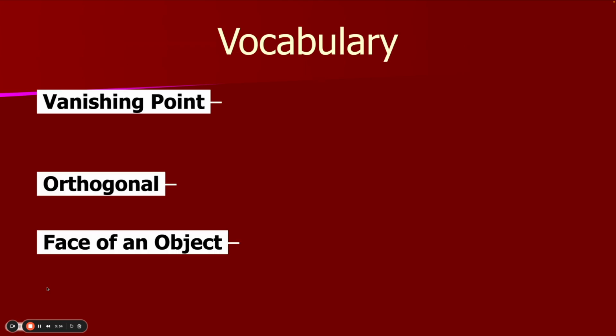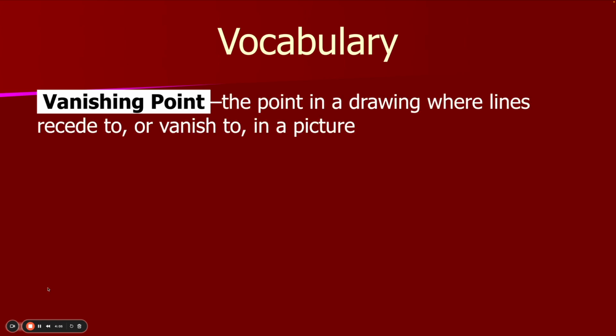So let's move on to the 3 vocabulary words that we'll be using for our drawings. There's vanishing point, orthogonal, and face of an object. The vanishing point is the point in a drawing where lines seem to recede to, or to use the word in the term, they seem to vanish to in a picture. So it's this point where everything seems to recede or vanish to.